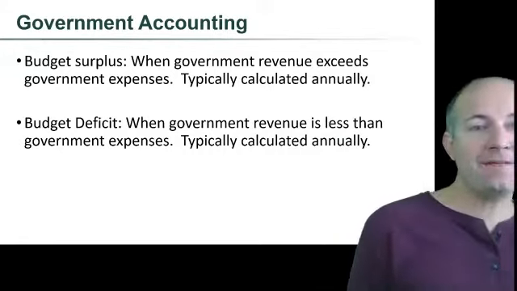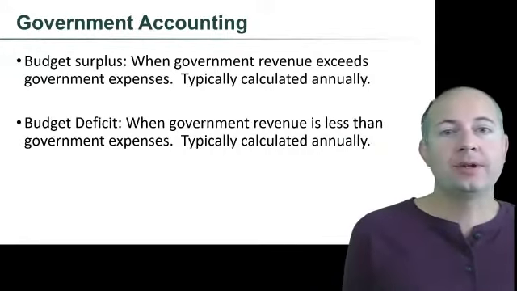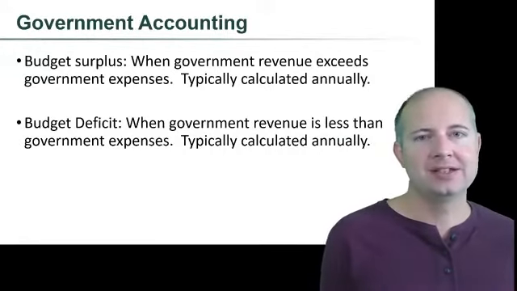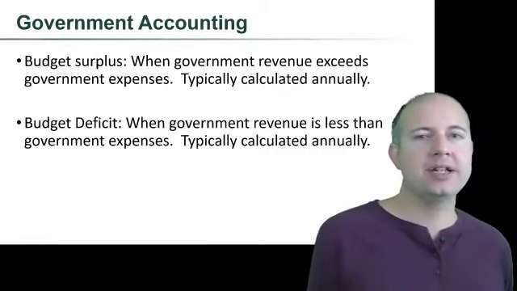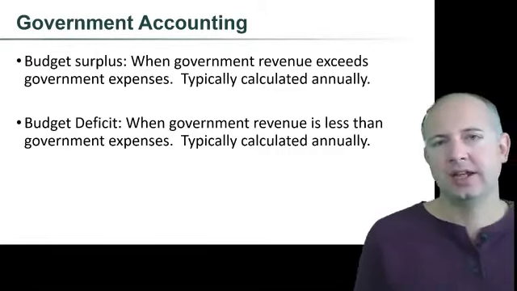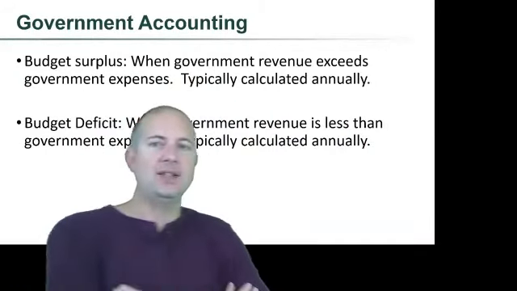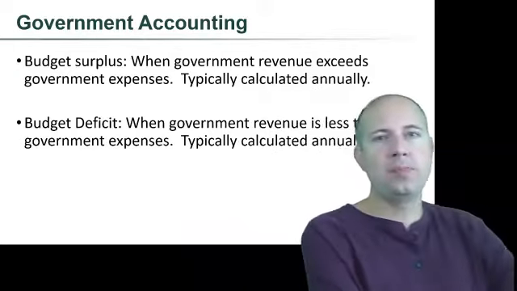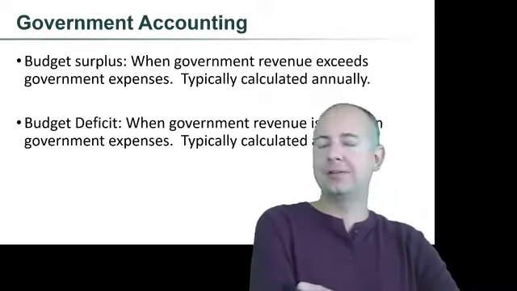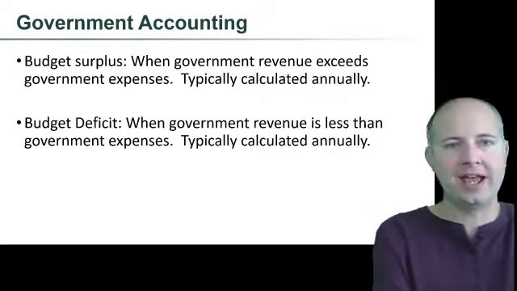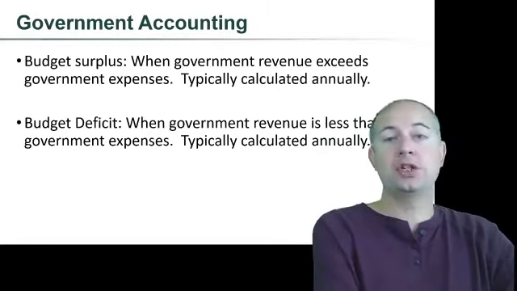A budget deficit occurs when government revenue is less than government expenses, and this is typically calculated annually. So again, maybe you earned $50,000 this year and spent $60,000, and chances are what that meant is you borrowed some money. Lots of people, right, in college, it's very common to have a budget deficit, if you go on to graduate school, especially.